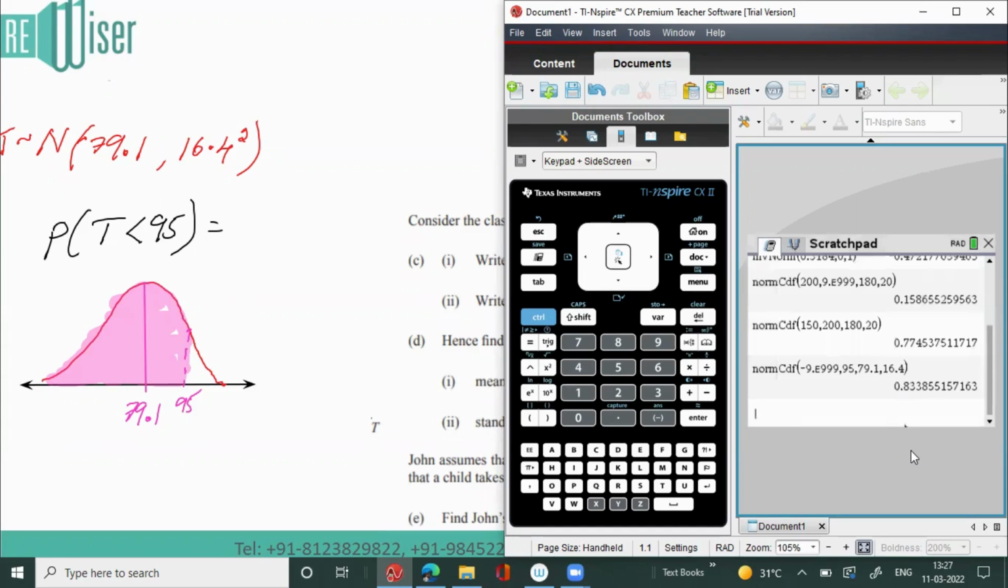And when we solve this, we will be getting the answer something around 0.8338, or you can also just say it like 0.834. So this is the right answer for this sum.